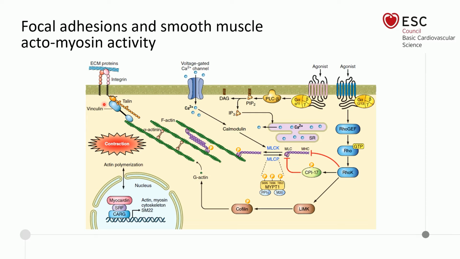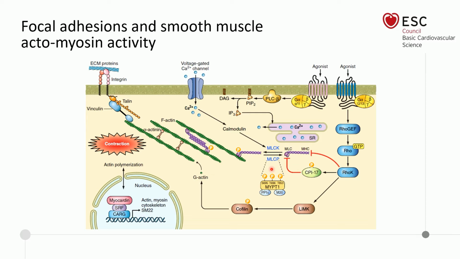G-protein coupled receptor activation is able to activate the RhoA kinase pathway, and the RhoA kinase pathway is able to regulate arterial contractility. The key molecule is myosin light chain, which is phosphorylated by myosin light chain kinase and dephosphorylated by myosin light chain phosphatase. And the activation of RhoA kinase activity is able to reduce the level of myosin light chain phosphatase, thus increasing contractility.